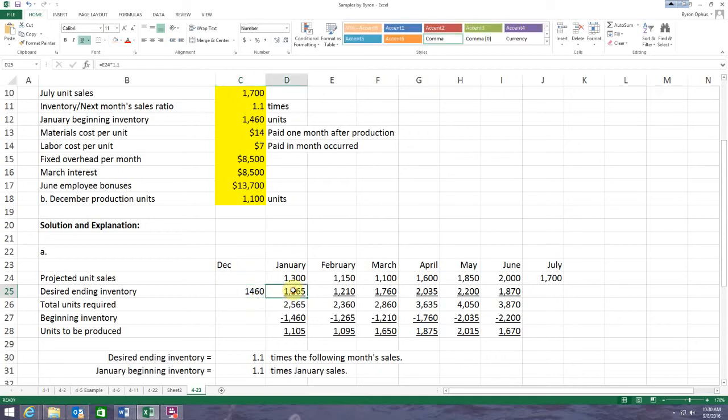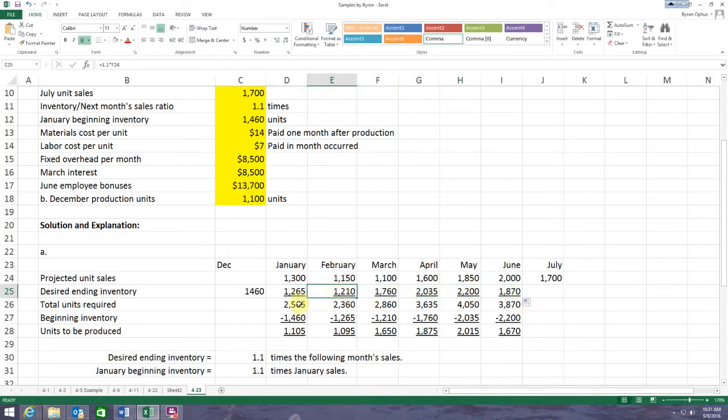So what about for January then, right? What's my desired ending inventory? Remember, it's 110% of my February projection. So let's just put that formula in there. Then it's equal to 1.1 times my projection there. Okay, or it's equal to 1,265. That formula is going to stay consistent across here, right? It's going to be 110% of that. And so I can drag this across there, and my number should stay the same.